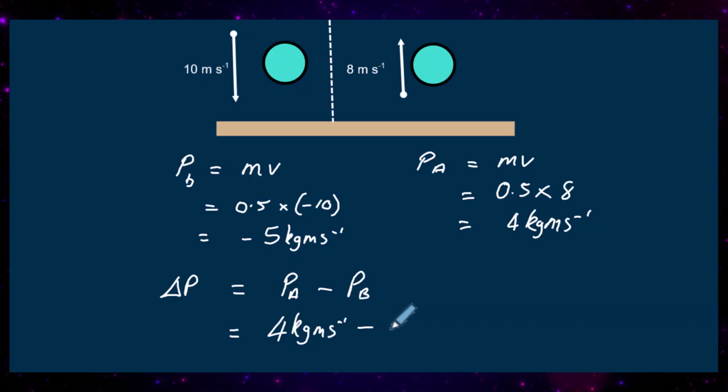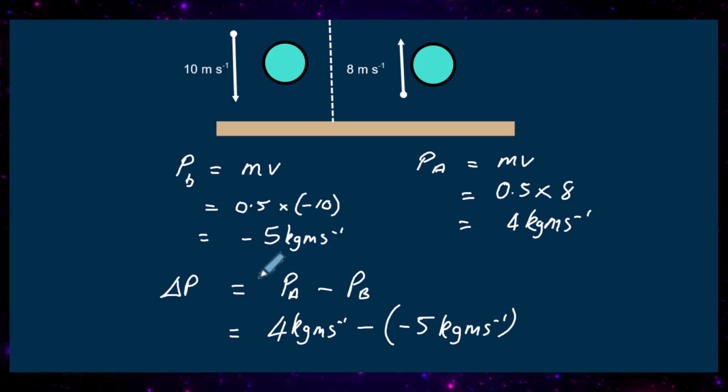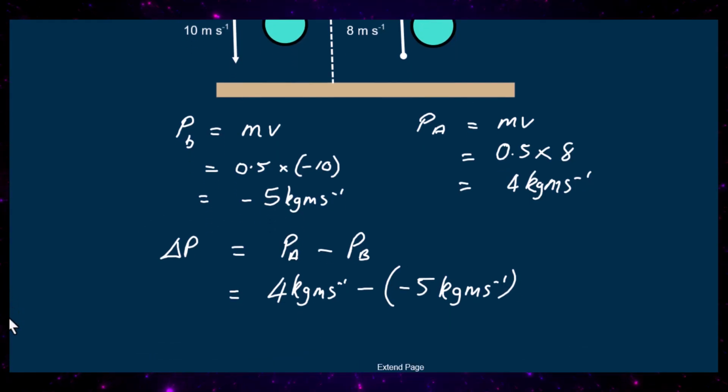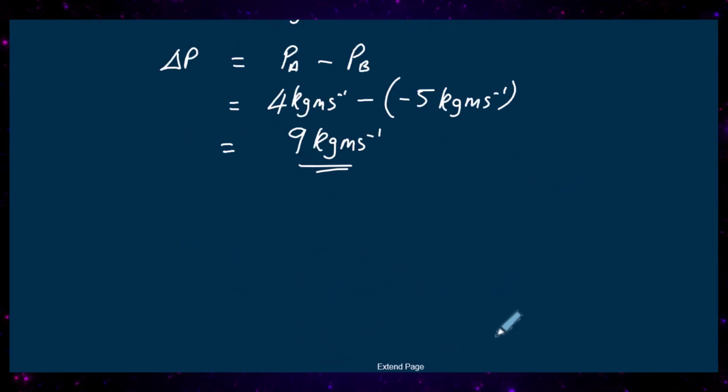And we're going to take away, and be careful, bracket, a minus 5. That's the big problem which everybody faces. We have to take away the minus 5. And you know that if you take away a minus number, it's the same as adding. So we get 4 plus 5, so we get 9 kilogram meters per second. So that's going to be the change of momentum of that situation there.